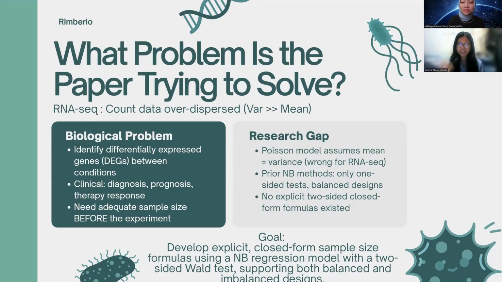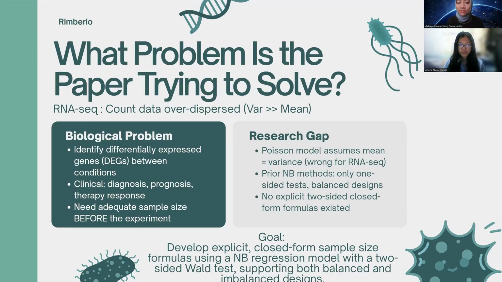Before researchers perform an RNA sequence experiment, they need to answer one important question. How many samples are enough? Why is this important? Because if the sample size is too small, researchers might miss important genes. But if it's too large, it becomes expensive and inefficient.